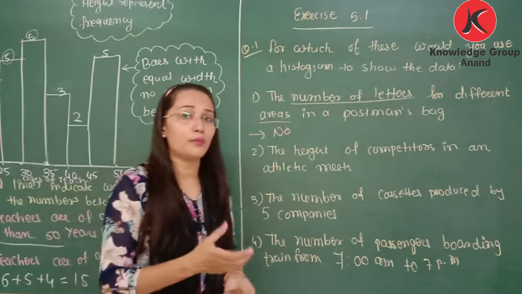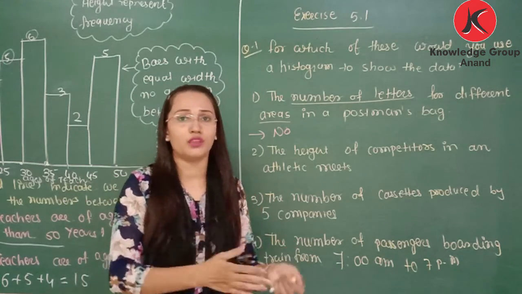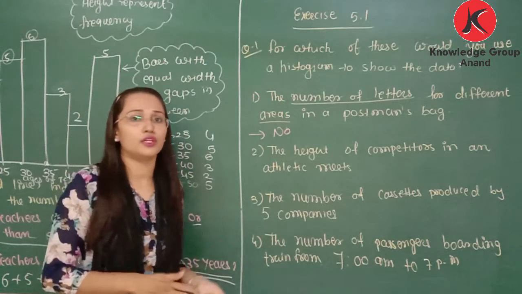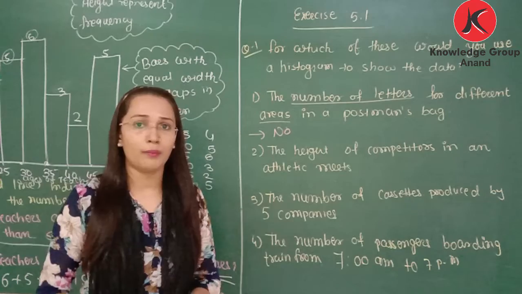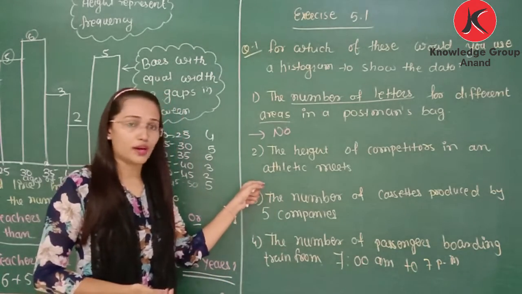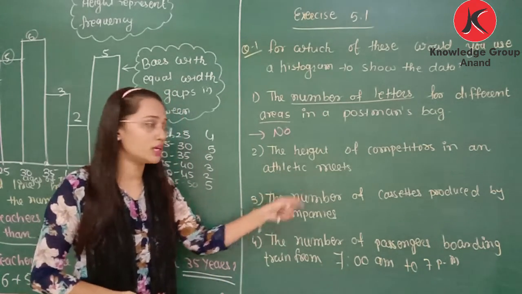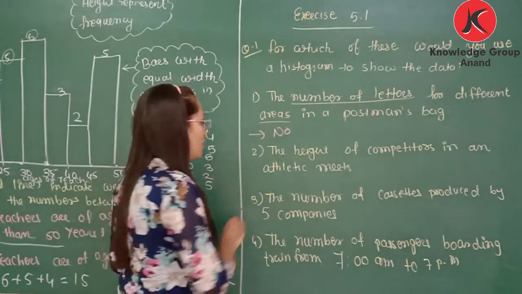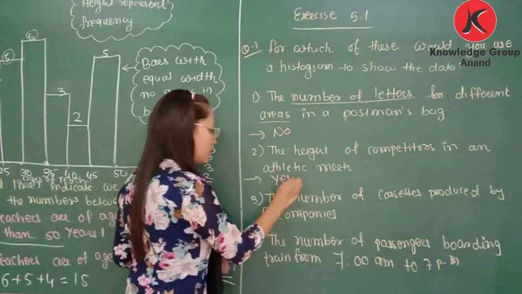So there may be a group of height between 130 to 135, 135 to 140, 140 to 145. So there may be a group of height of the competitors. Here we will make a group of height. That's why we will use a histogram for this data.